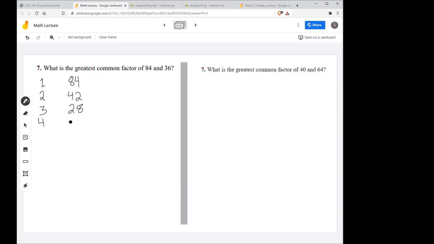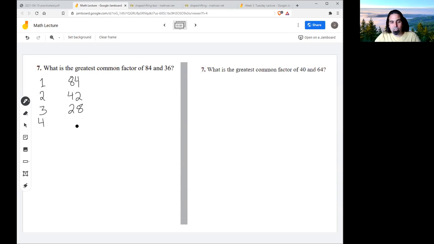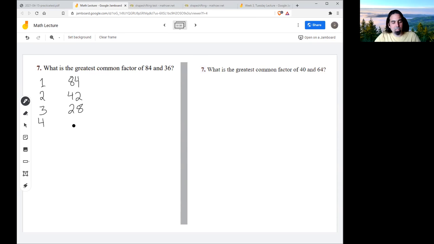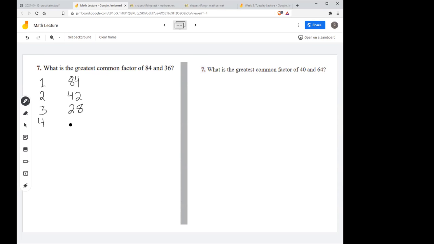I think so. When you do it on the calculator, do you have a calculator with you? It sounds like you do. Yeah, I do. So when you do 84 divided by 4, what do you get? 21.